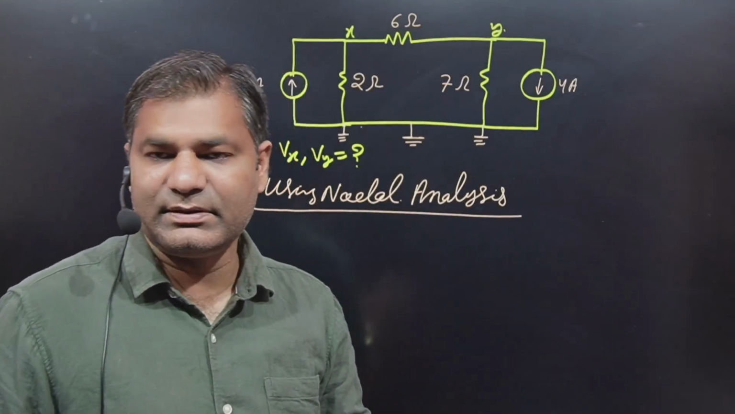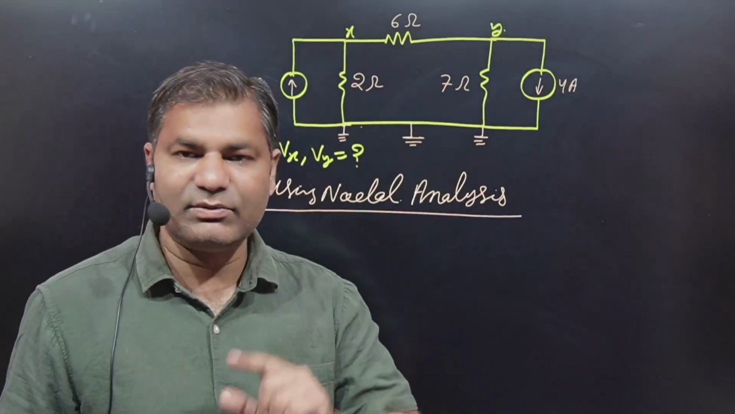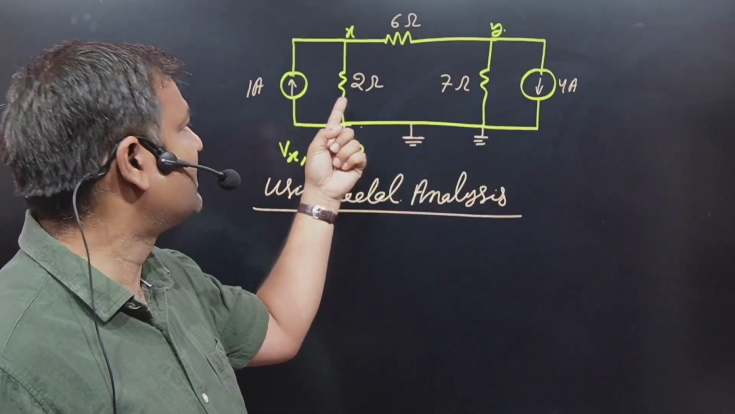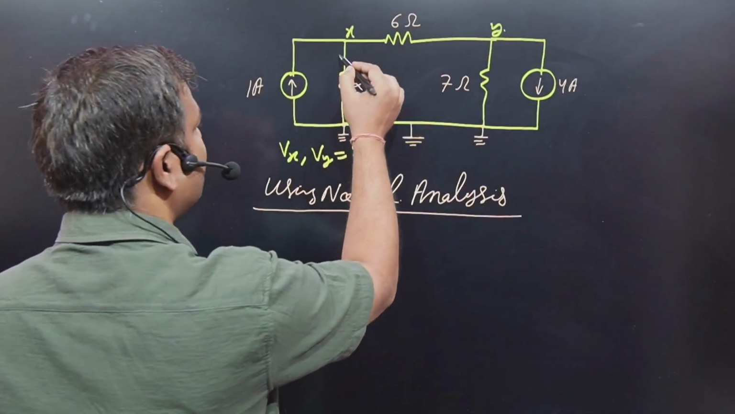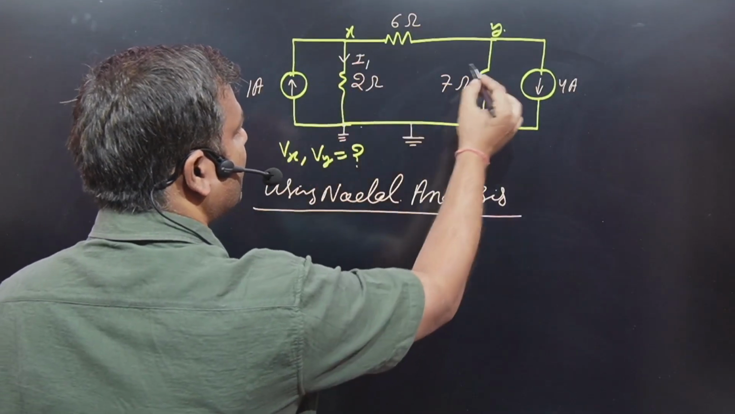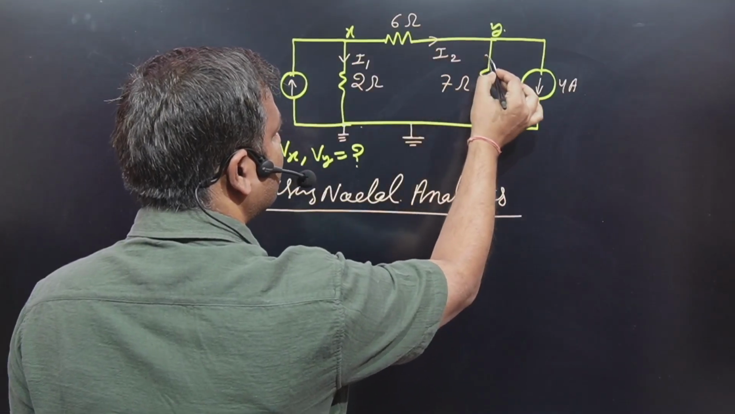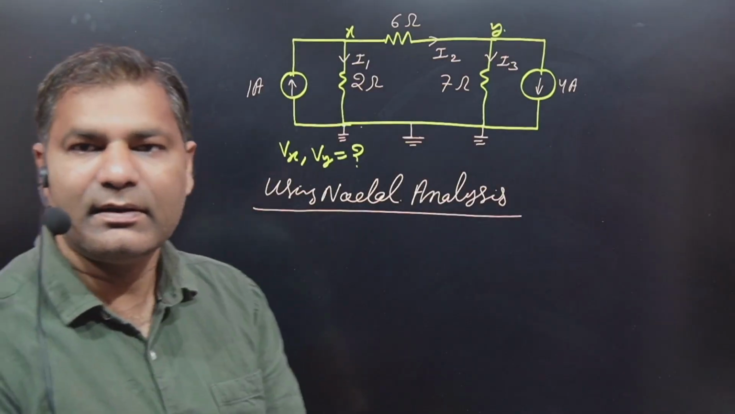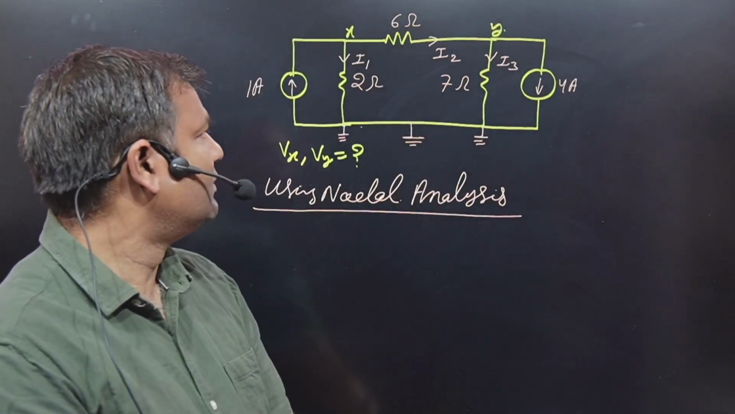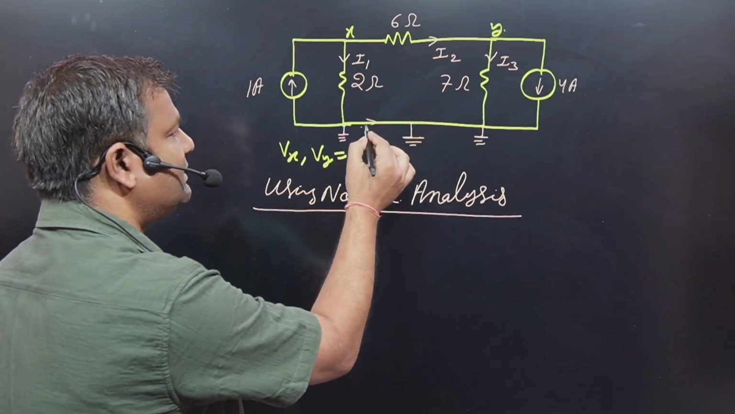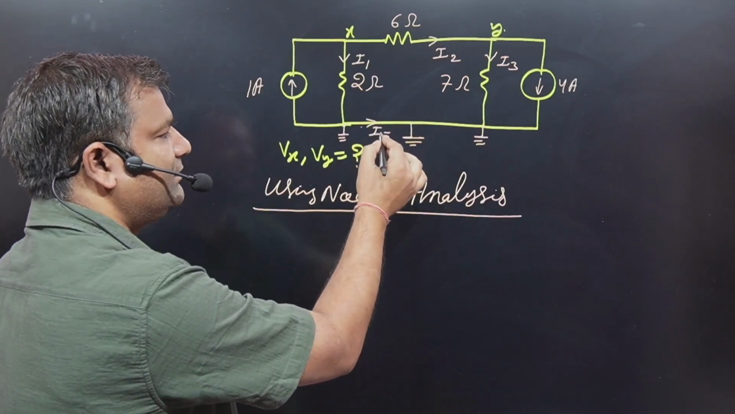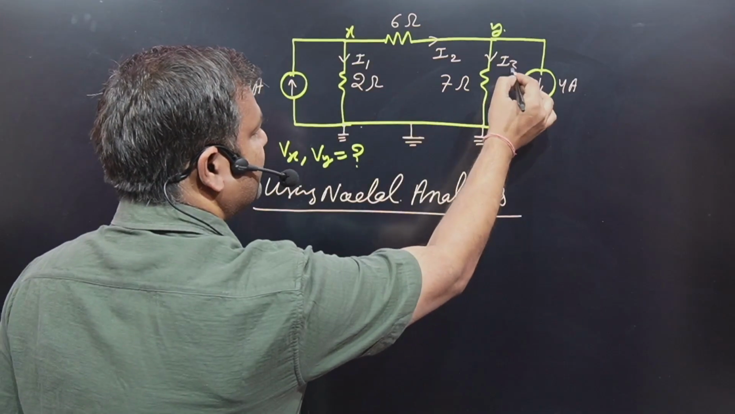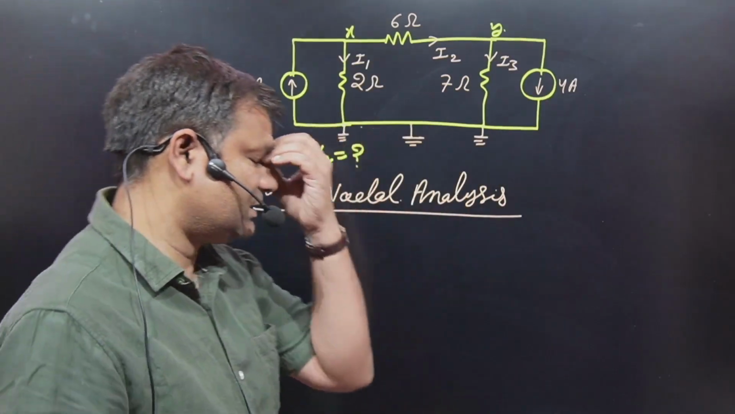First of all, decide the node voltages. Second, the branch currents. Here is the 1 ampere current, but the branch currents are not given. So we simply take I1 here, I2 here, I3 here, and in this branch 4 ampere is given. If needed we could also write I5, otherwise no need, don't worry. This branch is not needed here.